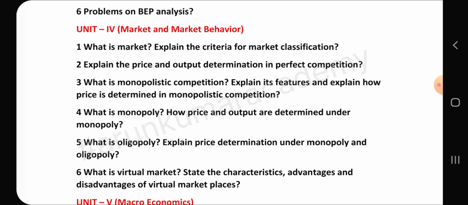Then what is monopoly? How price and output are determined under monopoly. Then what is oligopoly? Explain price determination under monopoly and oligopoly. Then what is virtual market? State the characteristics, advantages and disadvantages of virtual market places.